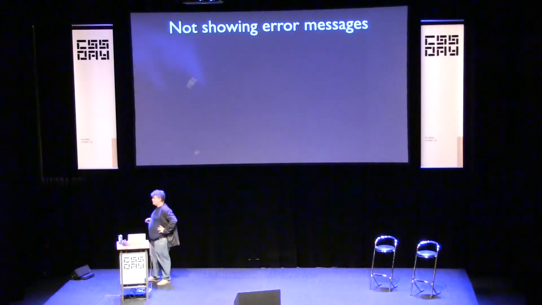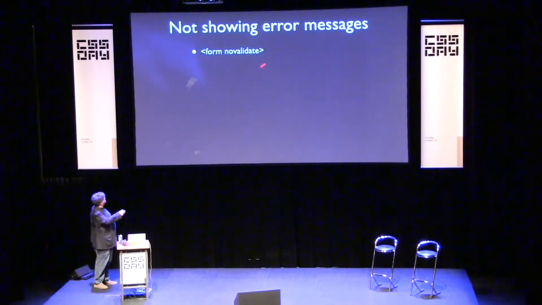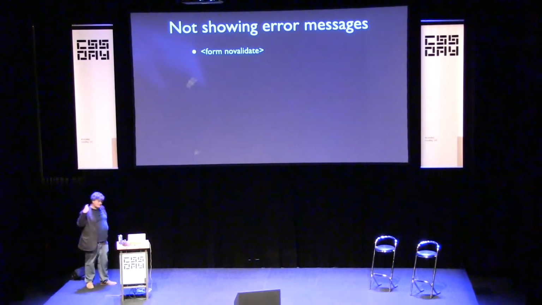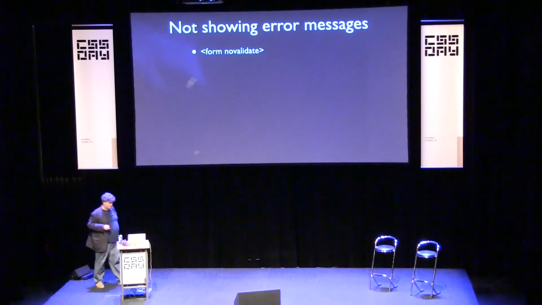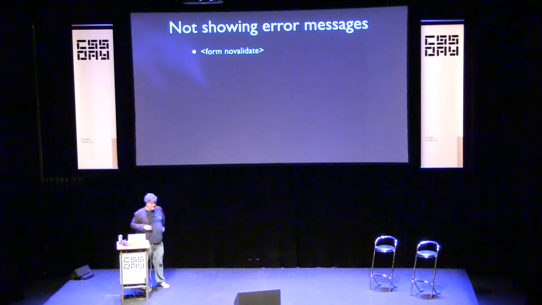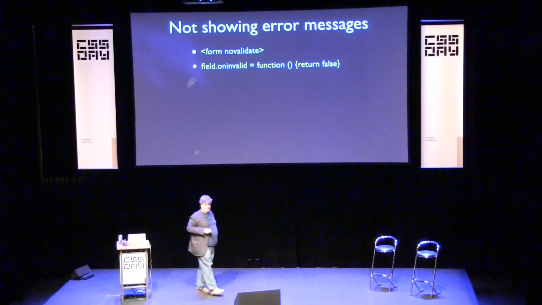So, how do we prevent the native error messages from showing up? We already touched on one thing, the no-validate attribute on a form. If you set the no-validate attribute on a form, the browser just doesn't do native error message checking, which is kind of cool. Incidentally, the API continues to work, which is important, as we'll see in a moment. There's a second way to prevent an error message from showing, and that's returning false on the invalid event.